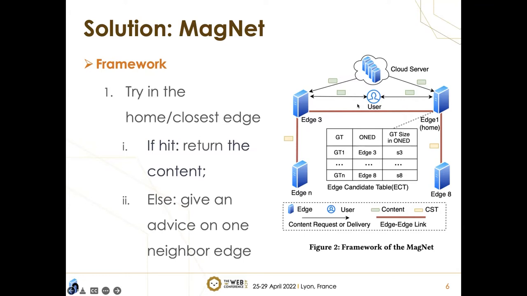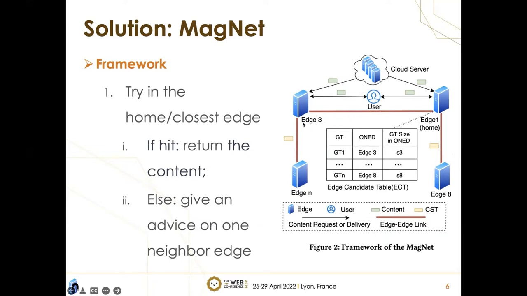For one user, if the user wants to send a request, the first step is that the user sends the request to his home edge. Here we define the home edge as the closest edge to the user. If it hits, that is the easiest case. But the important thing is that if this request misses in its home edge, the home edge is obligated to give advice to the user on where to try next. In other words, the home edge gives the user a suggestion for the next try.